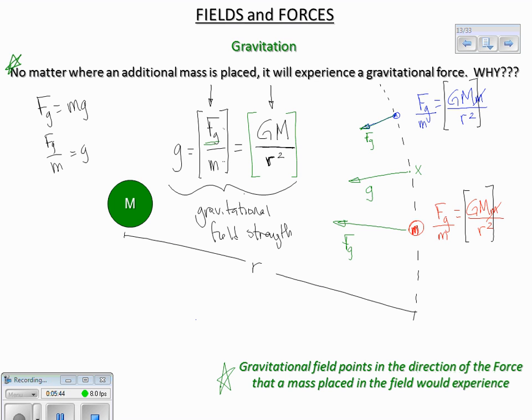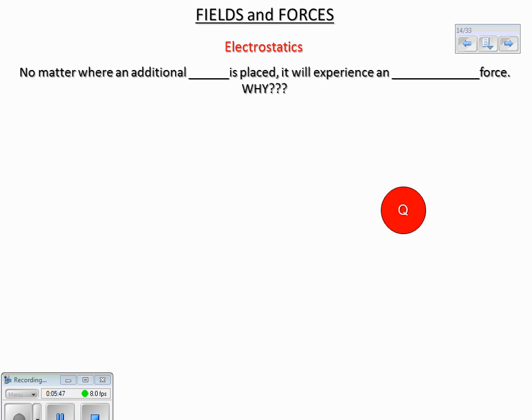Now, if we go here, it's the same thing, except now we're not dealing with mass anymore. Now what I call our fundamental entity here, no matter where an additional charge is placed, it will experience an electrostatic force. And why? The answer to that is because just like around every mass there's a gravitational field, here around every charge there's an electric field.